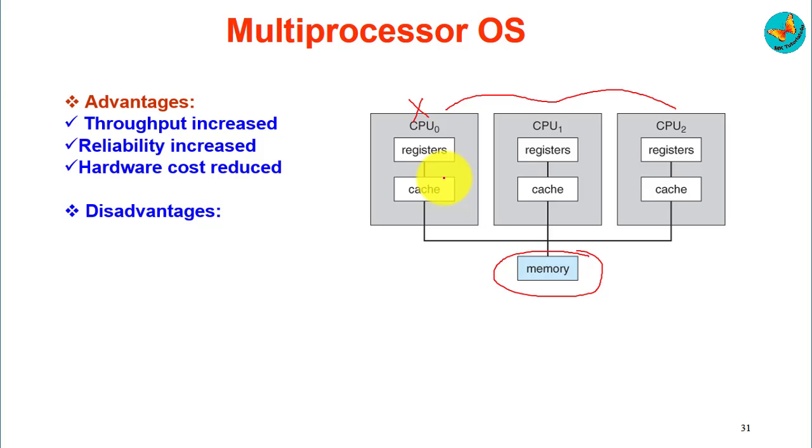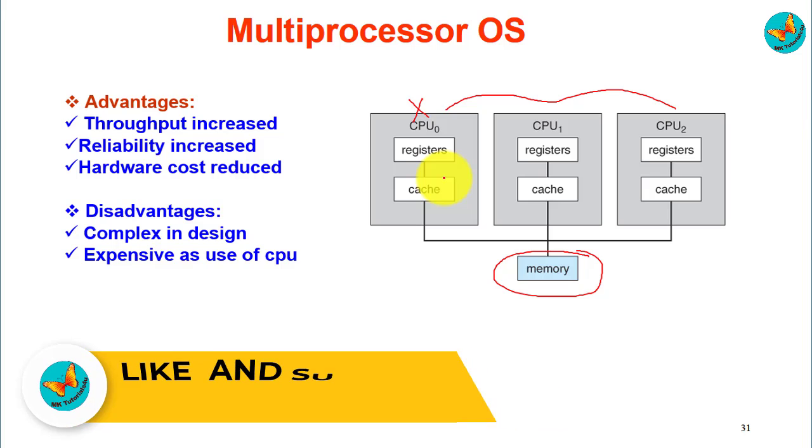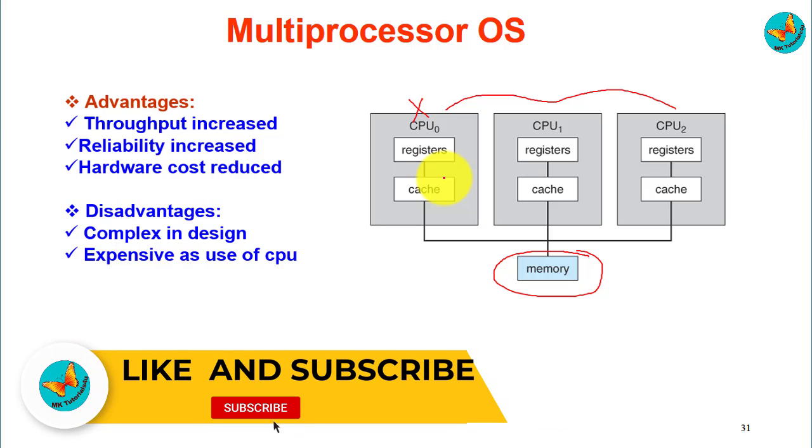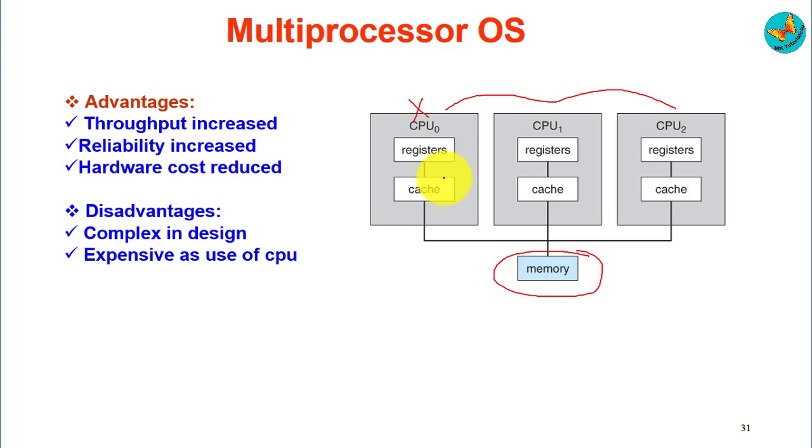So what about the disadvantages? Since we have to integrate all the 3 CPUs in the same system, obviously the design will be complex, and the CPUs are not very cheap. So the cost also has to be considered when designing the multiprocessor operating system. And the last disadvantage is that not all operating systems support multiple processors.